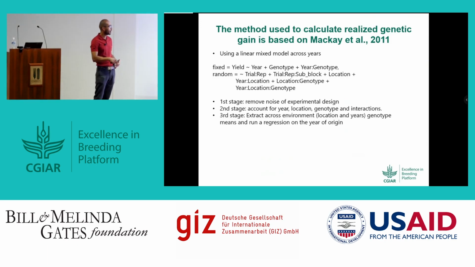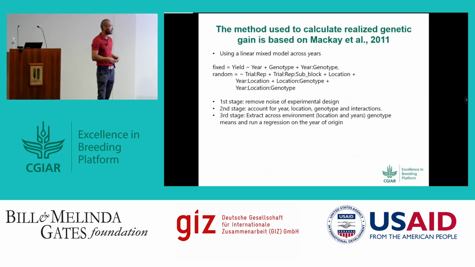So step one was to take one trial, so trial by trial, and remove the noise from the experimental design. Block, row, column, spatial kernels, all that part, to just get and extract the means of the genotypes. So in this case, in the two-stage analysis, you first extract the BLUEs of the genotypes, and then in the second stage, you normally start to feed the rest of the terms, right? Year, location, interactions with genotype, etc., etc.